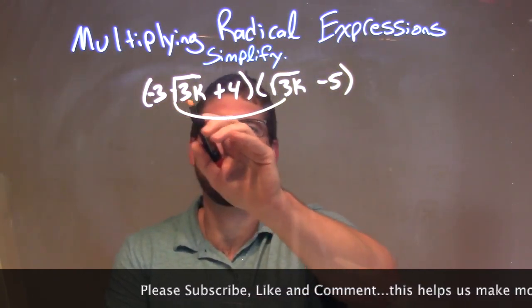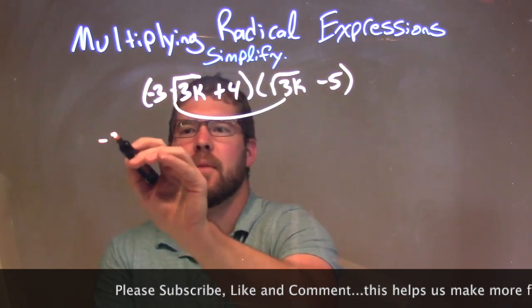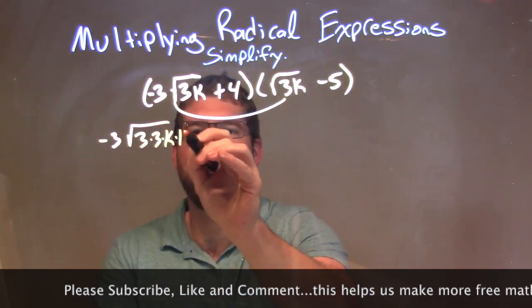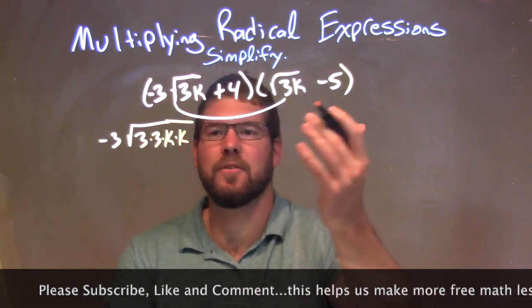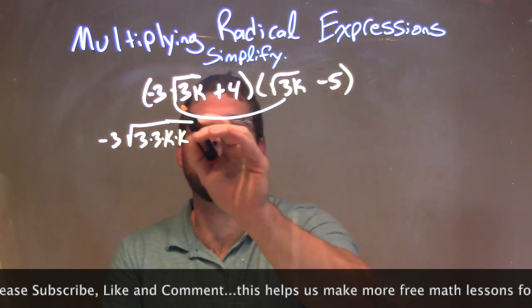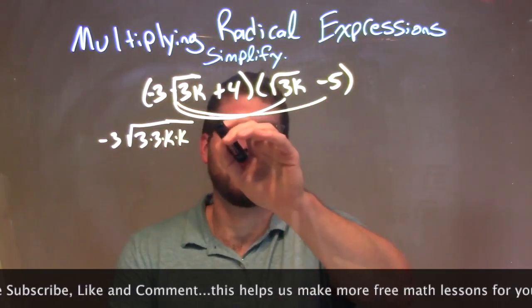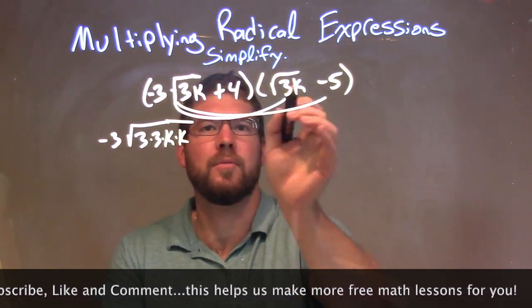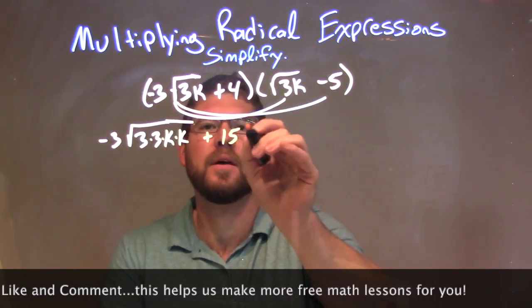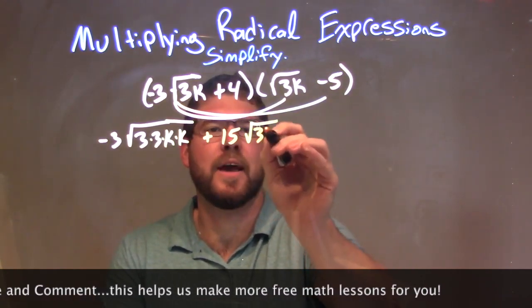Minus 3 times square root of 3k times square root of 3k. And just a minus 3 square root of 3 times k times k. I'm going to combine the two square roots into one big one and put our numbers and our letters together. Rearrange that. Same thing here. Minus 3 times square root of 3k times minus 5. Two negatives being multiplied to positives, so we have positive 3 times 5 is 15. And we just had the square root of 3k right there.